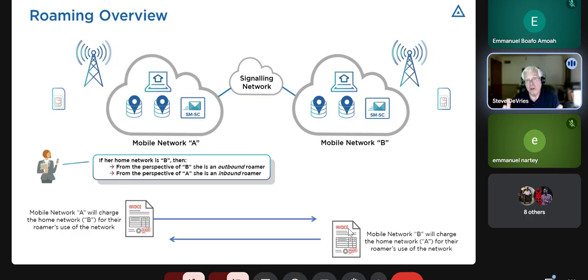Now, let's say Raphael goes to 5 different countries, 5 different networks in a month. He doesn't receive a bill from each one of those, but each one of them will charge the home network for him using that. And then he'll get one bill at the end of the month. So money does flow between these networks.